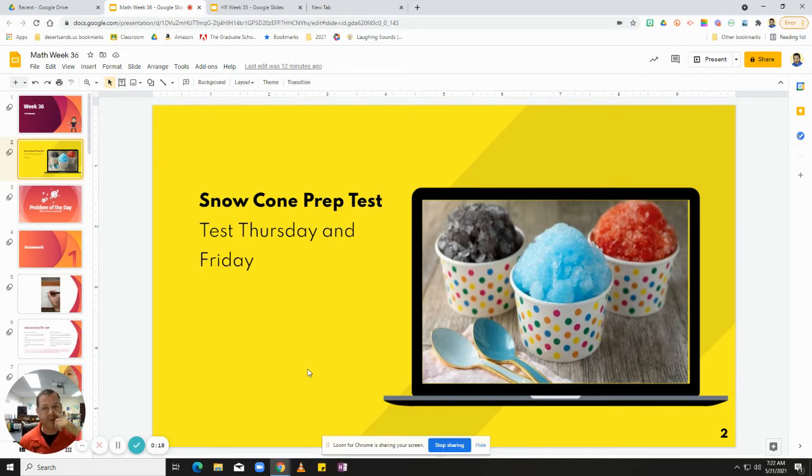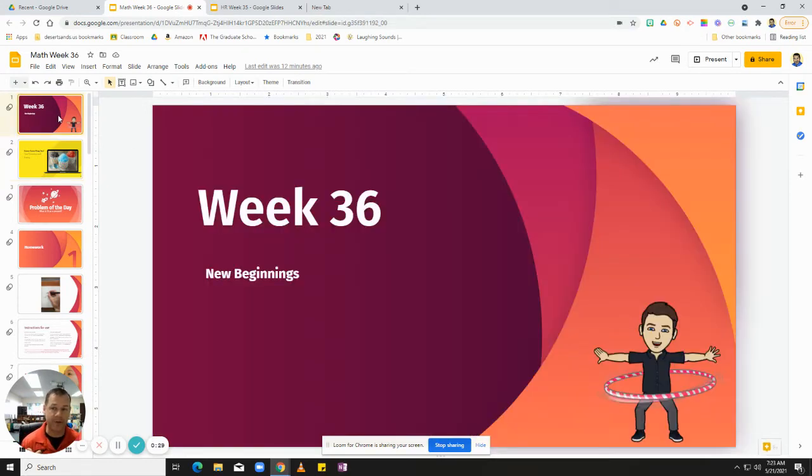So let's do it to celebrate the great work you guys did on your snow cone prep test and just kind of to finish up the year in math. That's finishing fifth grade math, but remember the theme this week is new beginnings. So we started that sixth grade math. We dove into a little percent, fraction, and decimal, how they're all the same. They just have different uses. They're all parts of a whole.